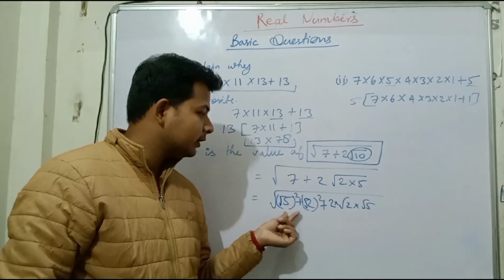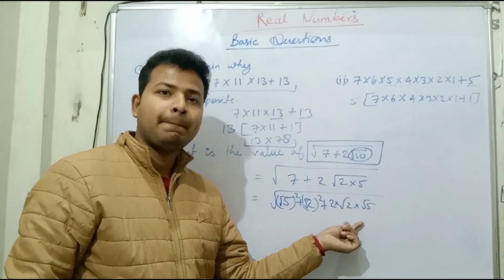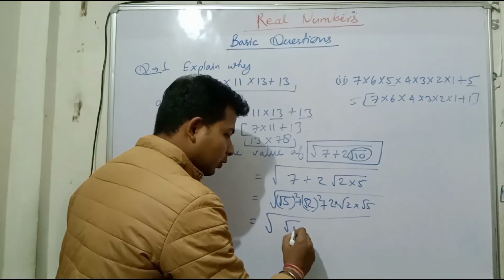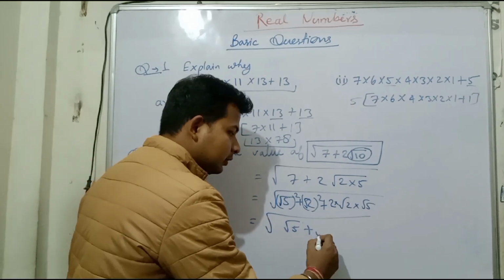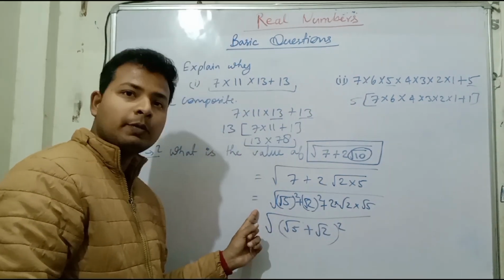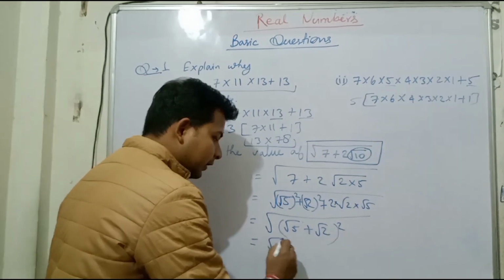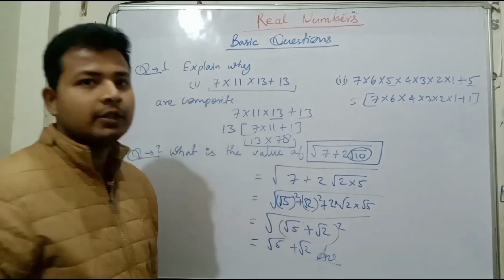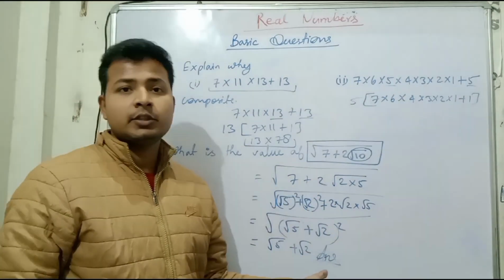Is it not looking like an a square plus b square plus 2ab type? So we can write it as root over root 5 plus root 2 whole square. This square and this root will be cancelled out, and the final result will be root 5 plus root 2, and that's our final answer. I hope this is clear to all of you.